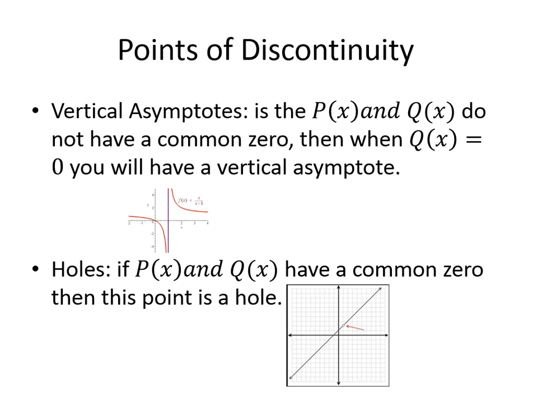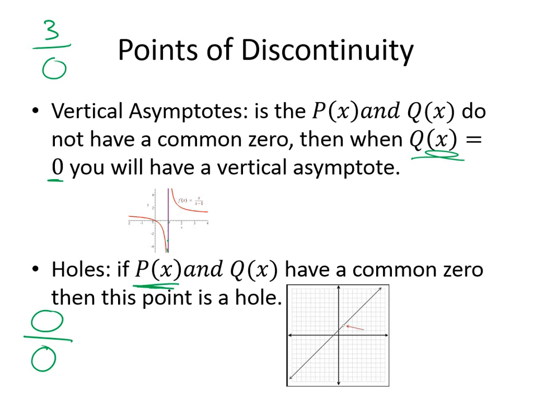A vertical asymptote is if you zero out the bottom, and when you plug that number back into the top, it does not zero it out. So if you plug in a number and you end up getting 3 over 0, that is a vertical asymptote. A vertical asymptote is this imaginary line, which is this purple line right here, that your graph won't touch and won't cross. It'll just skip over it. A hole, on the other hand, is if you find a 0 in the denominator, and when you plug it into P of x, you also get a 0.